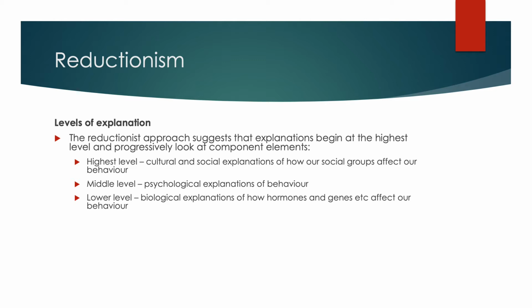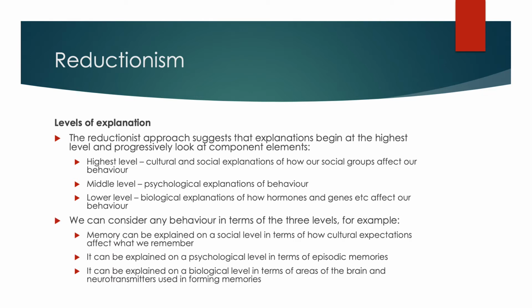Okay, so then what behaviour can we explain using these levels of explanation? And you can basically explain any behaviour. The example I'm going to give you is based on memory. So within memory, we can explain it at the highest level based on cultural and social influences. For example, Bartlett's study, which I spoke about last lesson, the War of the Ghosts, where Bartlett gave participants a story and then after a little while he made participants recall the story. Basically, participants' schema really affected what they recalled.